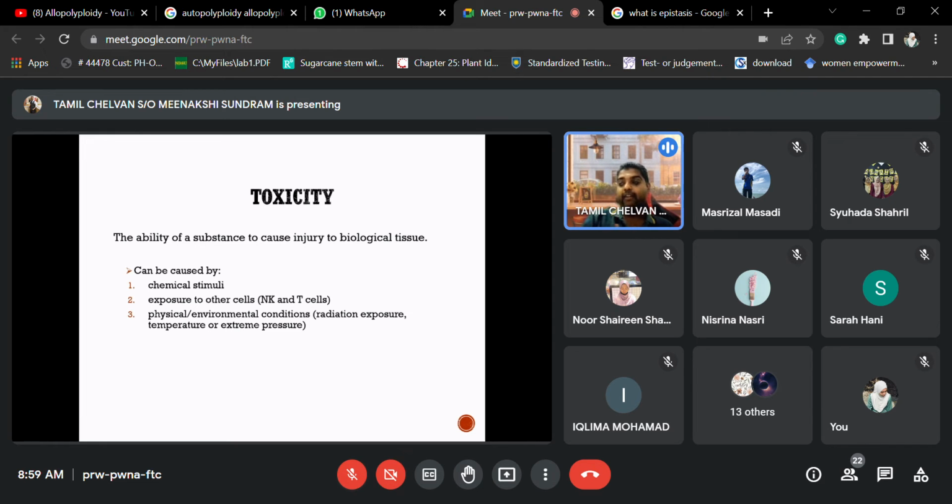Okay, let's say my father is a cancer patient, he's going for radiotherapy. That radiotherapy ni dia akan bagikan radiation to his cells, to his cancer cells, to kill the cancer cells. But it also kills the cell around the cancer cells, the normal cells as well. That is also toxic. Okay, temperature or extreme pressure.